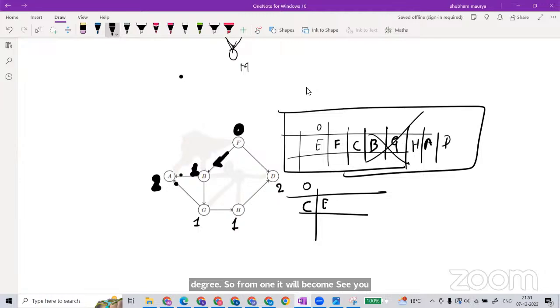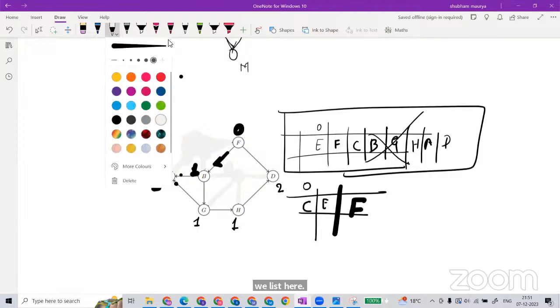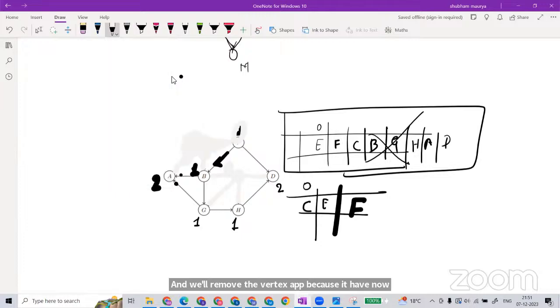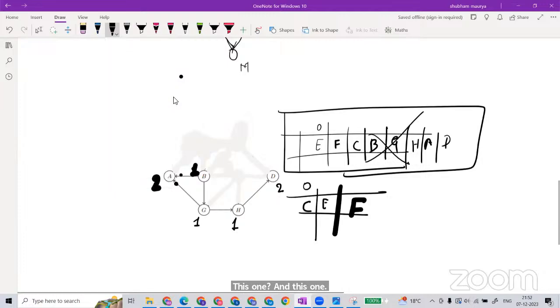Now see that the in-degree of F is 0, so we will list F here, and we will remove the vertex F because it now has 0 in-degree. The outgoing edges of F are this one and this one. And let's update the in-degrees. See that the in-degree of vertex B is now what?